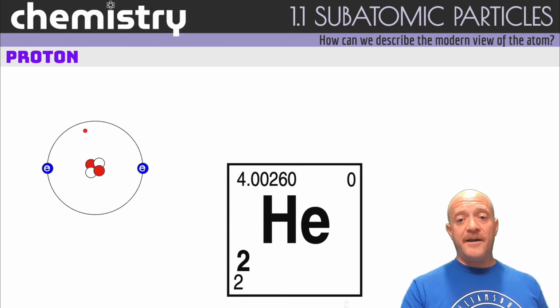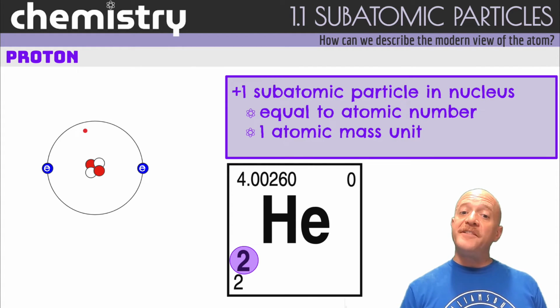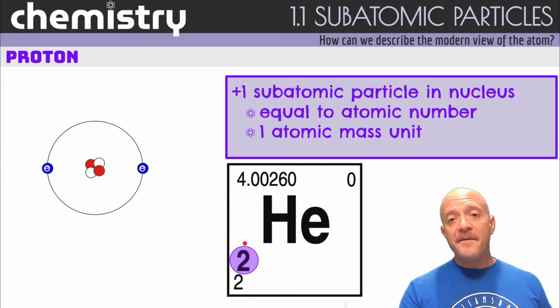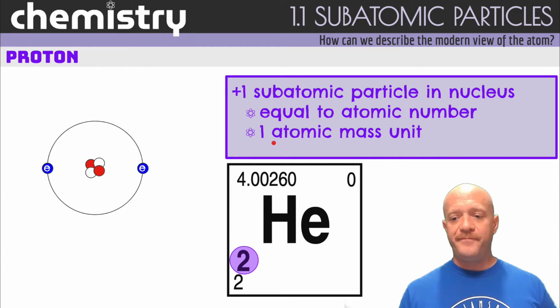Now, a proton is a positively charged subatomic particle. It has a charge of +1. It is found in the nucleus. The number of protons is equal to the atomic number. The atomic number is this number right here. Look at the key in your reference table and you will see that is the atomic number. And the mass is 1 atomic mass unit. That's just an arbitrary number. A mass unit is roughly the size of a proton and a neutron.